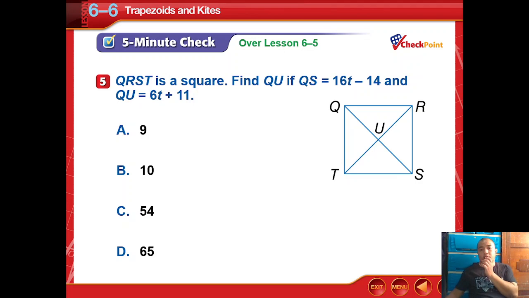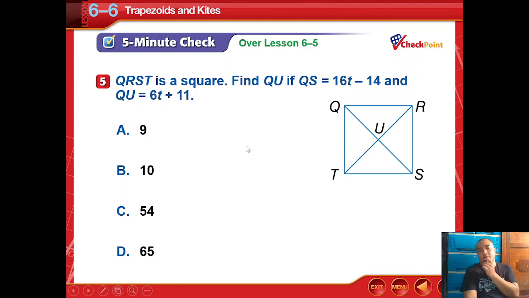Still on square, QRST is a square. Find QU. If QS is 16t minus 14 and QU is 6t plus 11. In a square, actually in all kinds of parallelograms, rectangle, rhombus, the diagonals bisect each other, right? So since QS is 16t minus 14 and QU is 6t plus 11, form an equation: QU plus US is equal to QS. From that, you can solve for the length of QU.